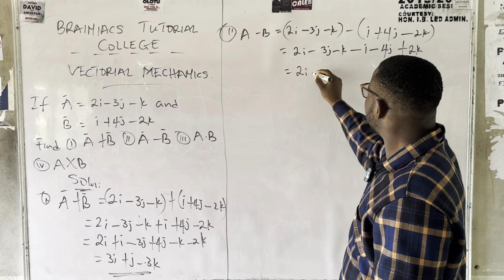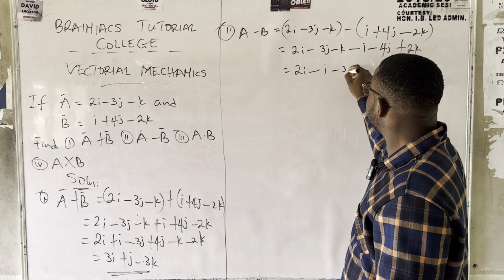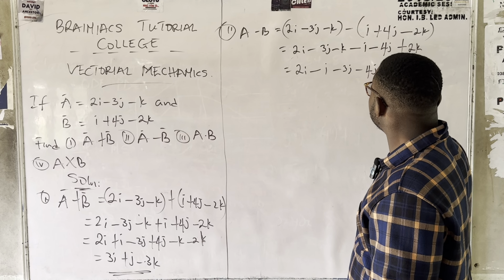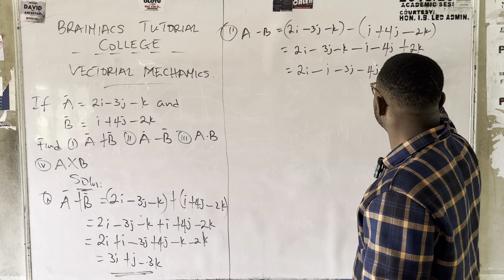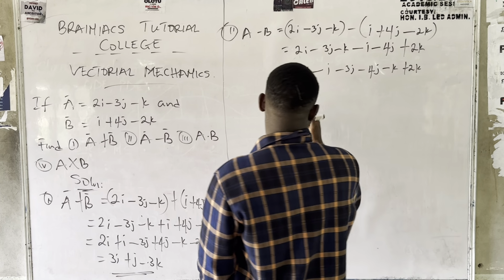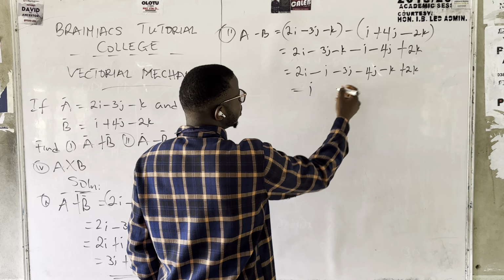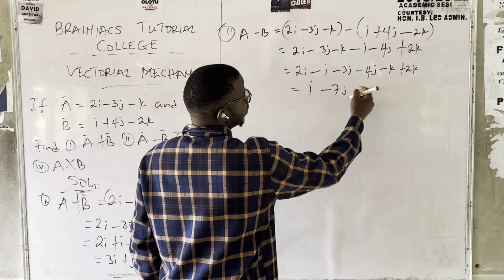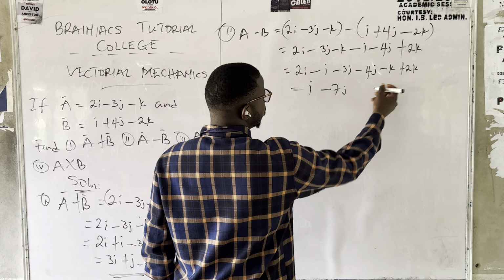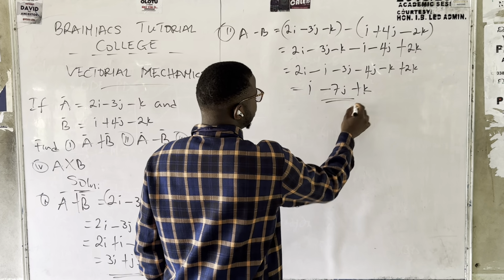And the next step is to collect the like terms. That's 2i, then we have minus i, minus 3j minus 4j, minus k plus 2k. So now the next thing we're going to do here is 2i minus i will give us i. Minus 3j minus 4j will give us minus 7j. Then we have minus k plus 2k, that will give us plus k.